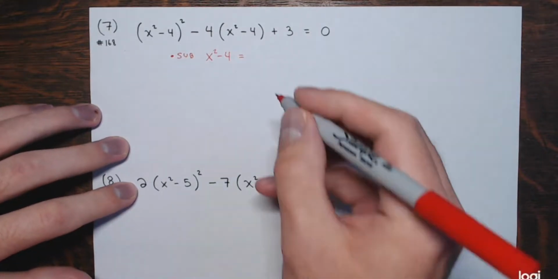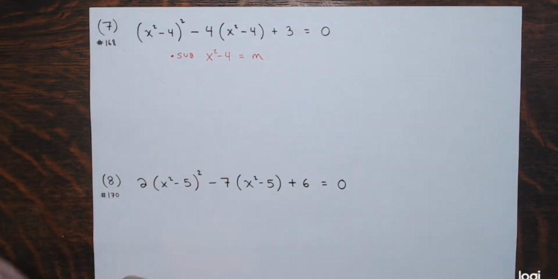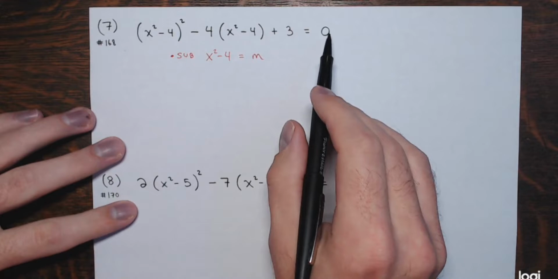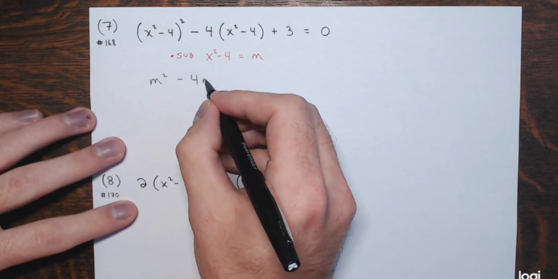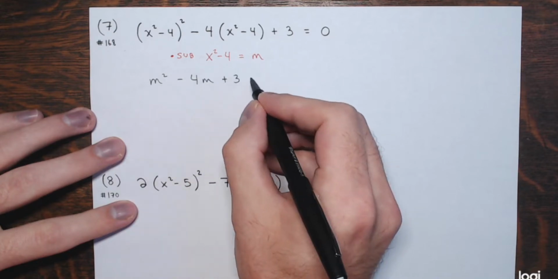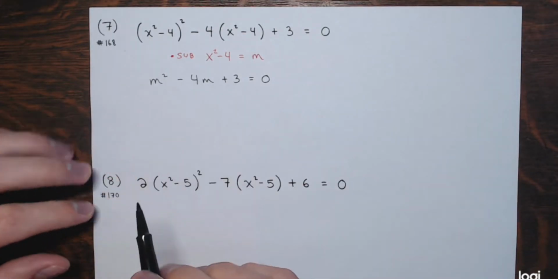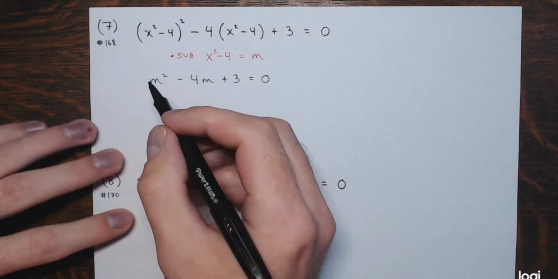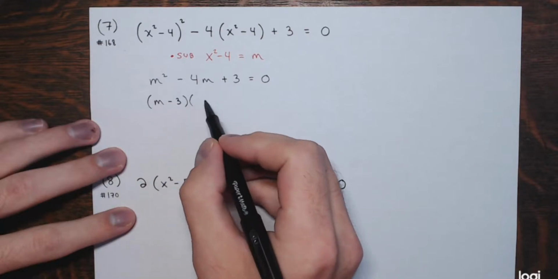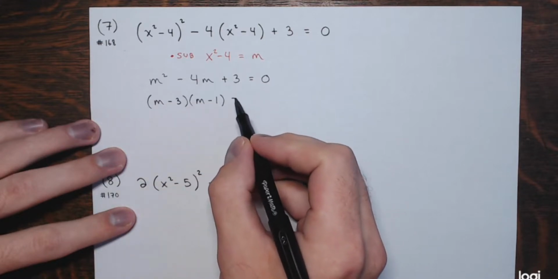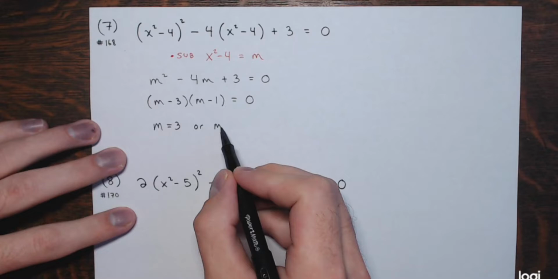Alright, I'm going to replace this with, I'll go back to m, whatever. So that turns this equation into m squared minus 4m plus 3 equals 0. And we solve this quadratic for m. And one more time, we have a factorable polynomial here. This factors to m minus 3 times m minus 1. So we have m equals 3 or m equals positive 1.